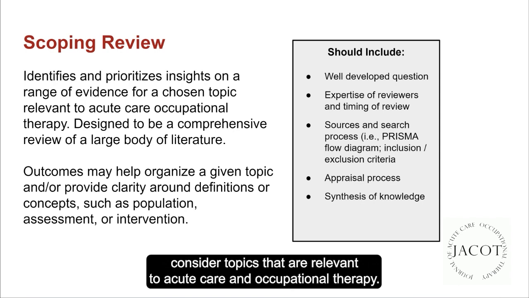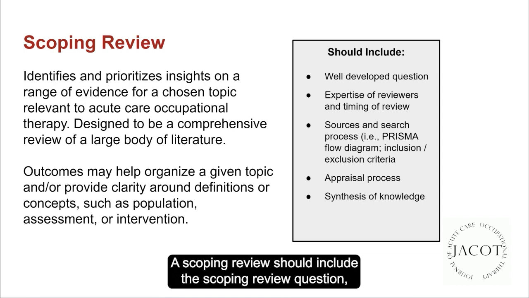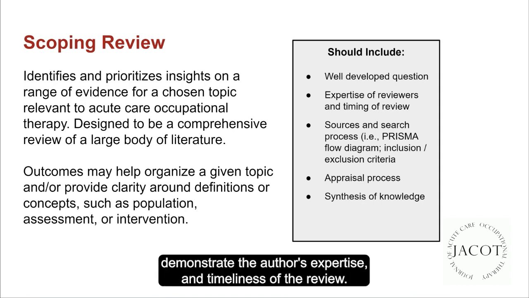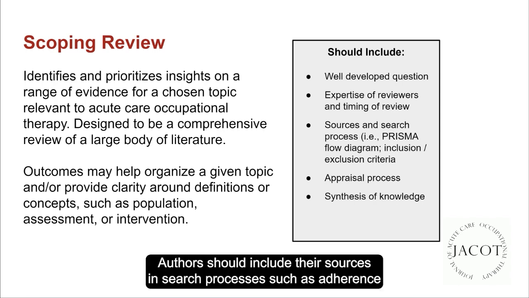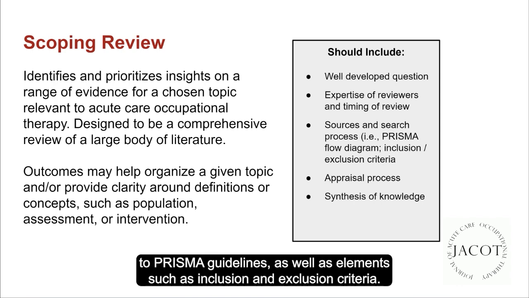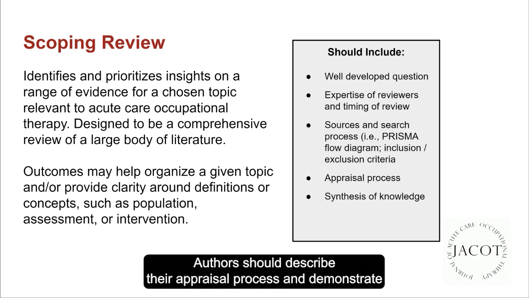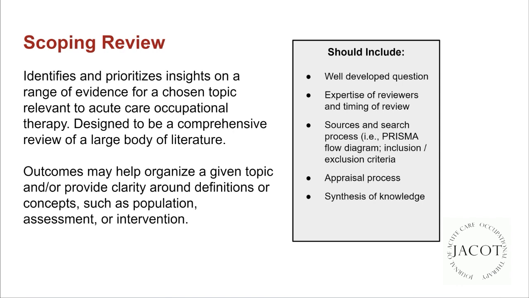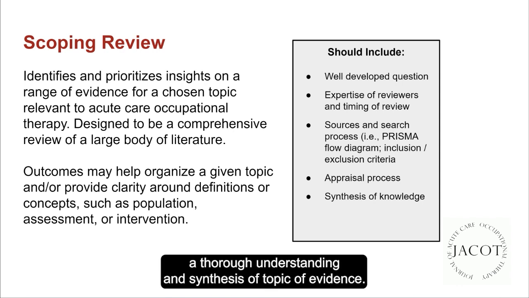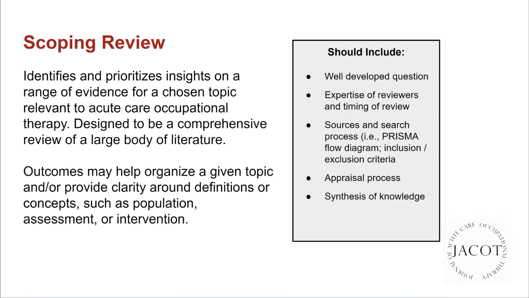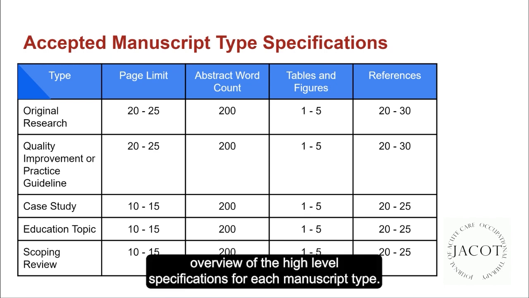and occupational therapy. A scoping review should include the scoping review question, demonstrate the author's expertise and timeliness of the review. Authors should include their sources and search processes, such as adherence to PRISMA guidelines, as well as elements such as inclusion and exclusion criteria. Authors should describe their appraisal process and demonstrate a thorough understanding and synthesis of topic of evidence. Here is an overview of the high-level specifications for each manuscript type.